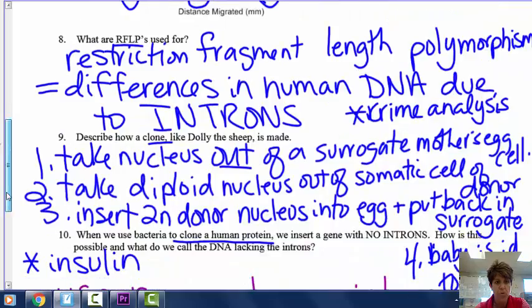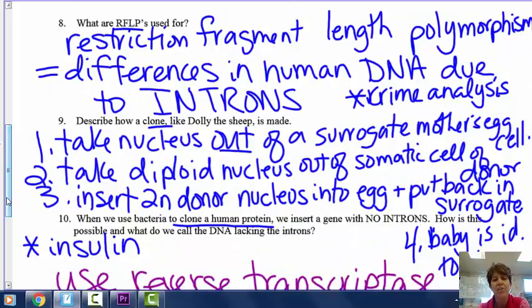All right, next one, number 9. Describe how to clone. So Dolly the sheep, how did they get it? So the first thing they had to do was take the nucleus out of the surrogate mother's egg cell. So the sheep that was going to be the mom, they took the nucleus out of her egg cell, but then kept the egg cell itself.